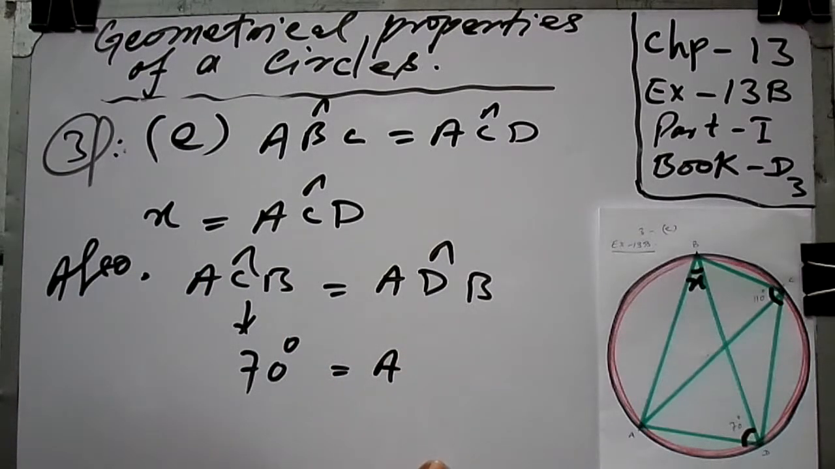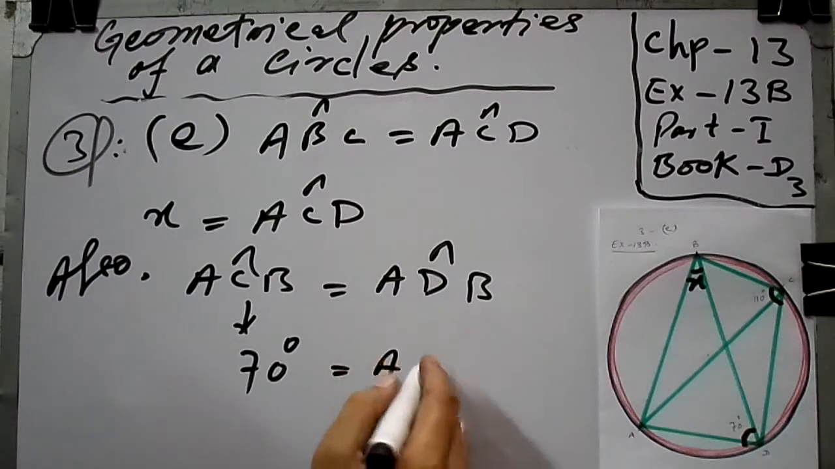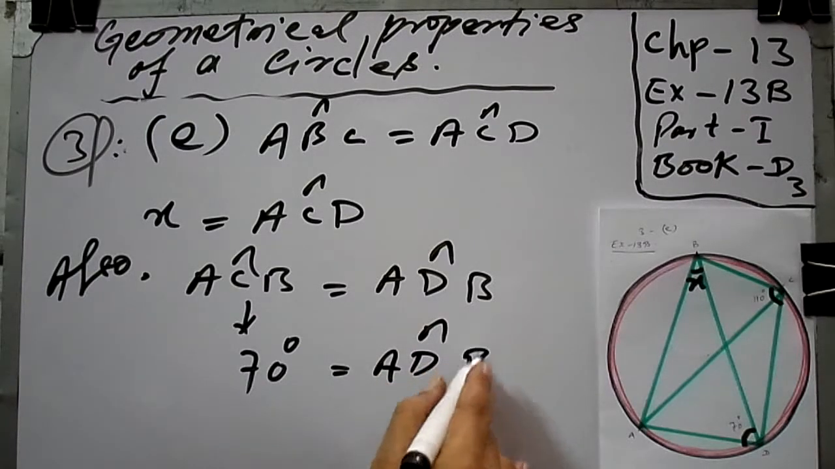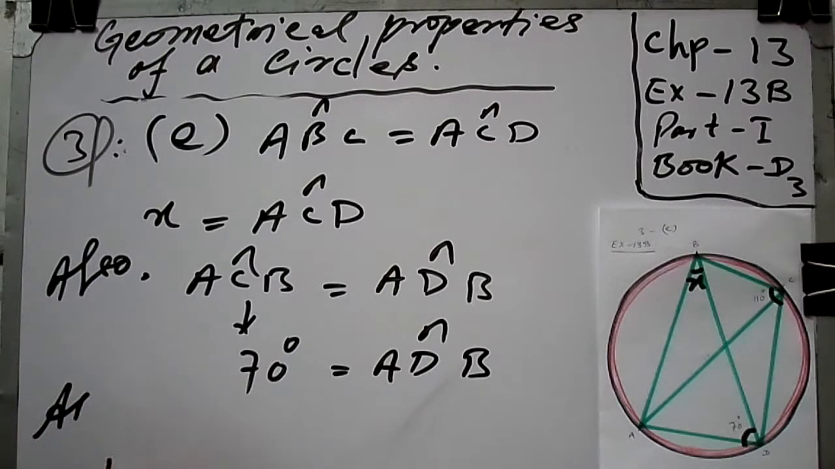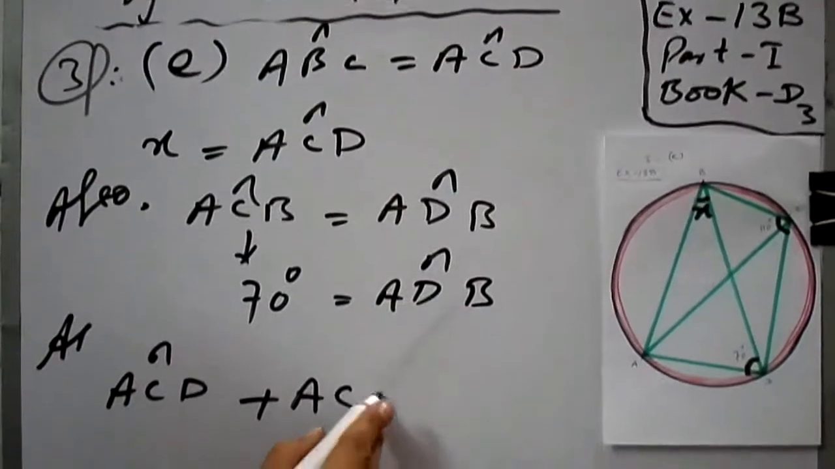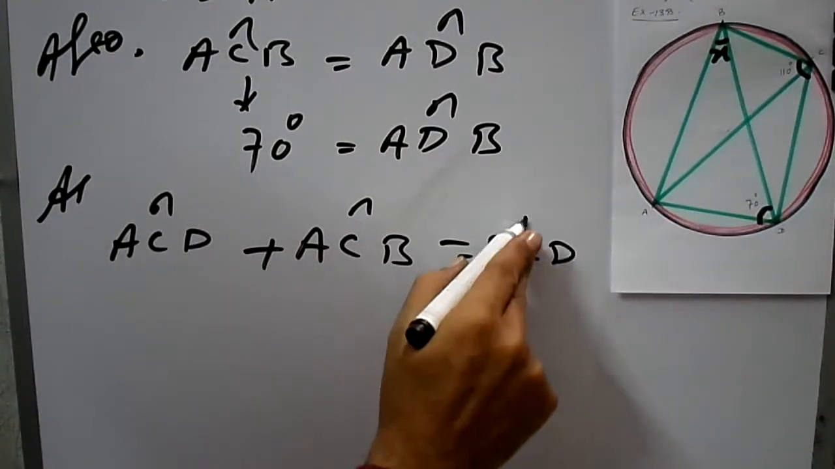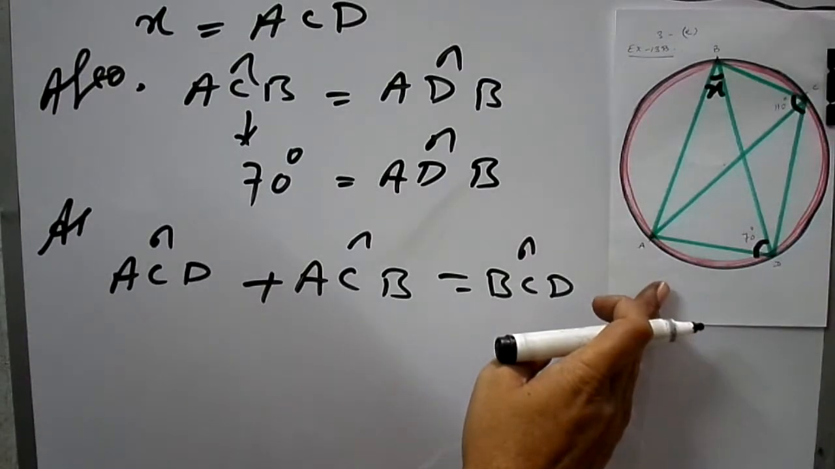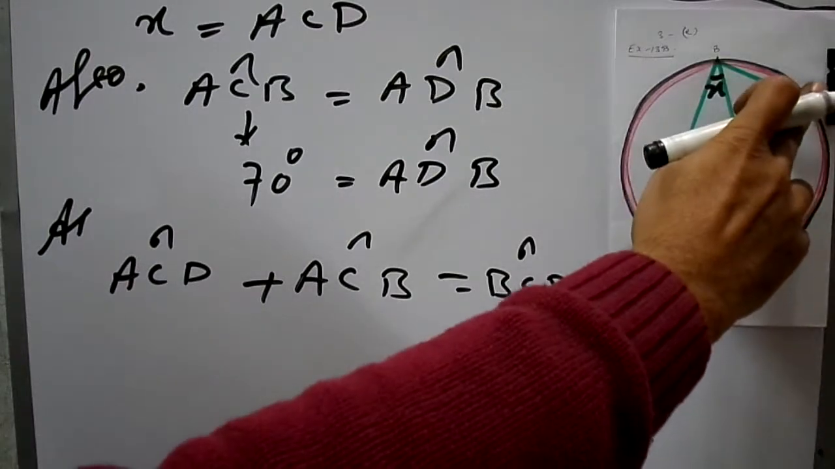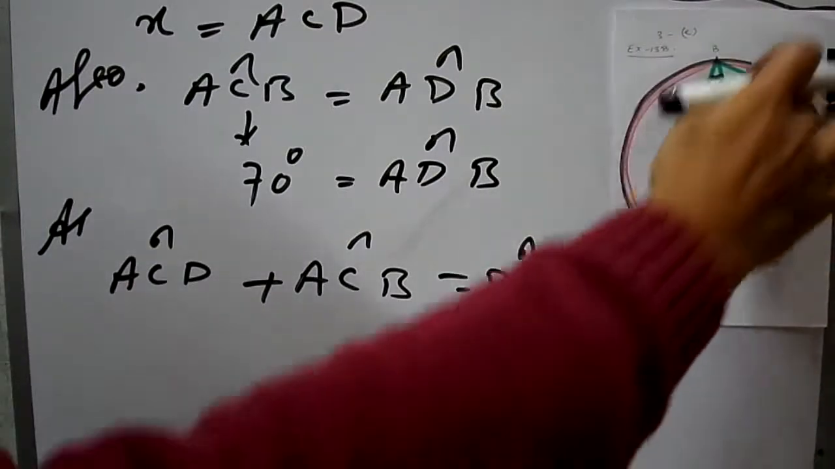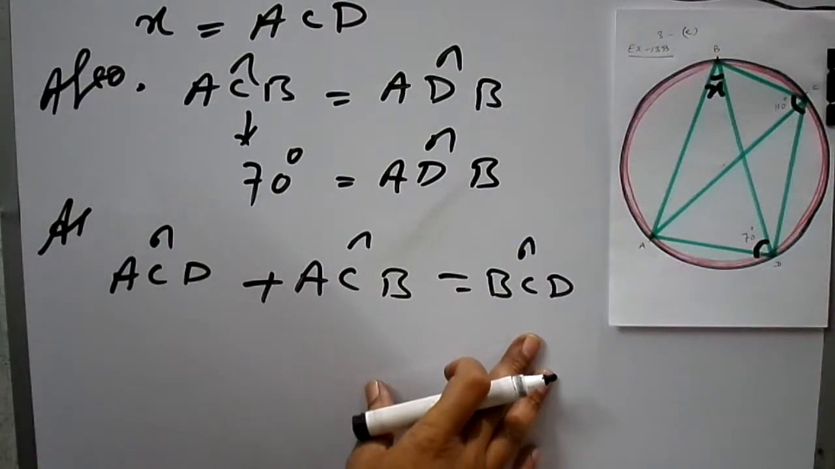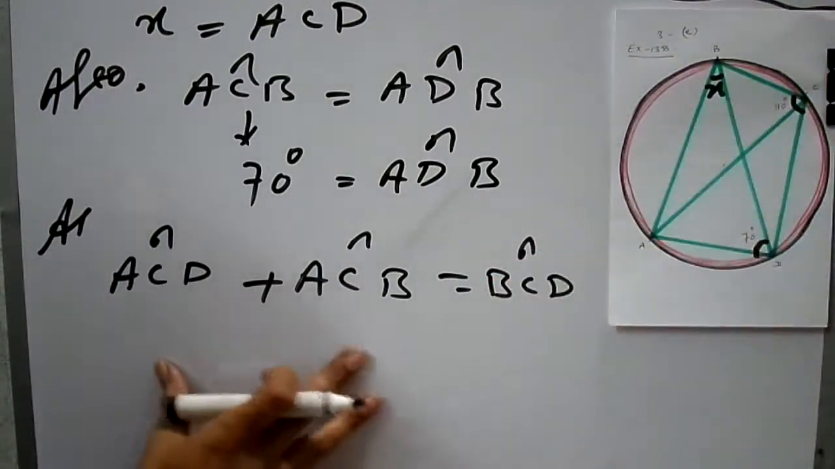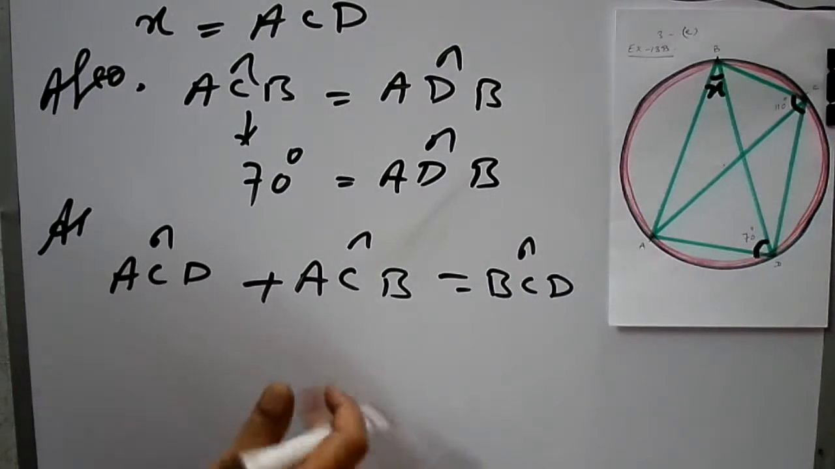So it should be noted that ACD, that is your ADB, as ACD plus ACB is equal to BCD, because the sum of the angles must be equal to 110.